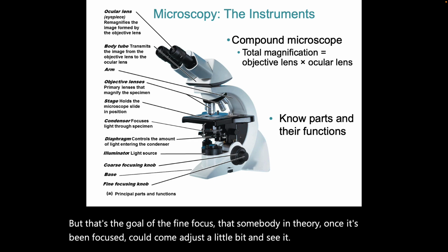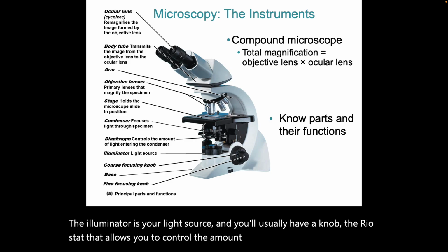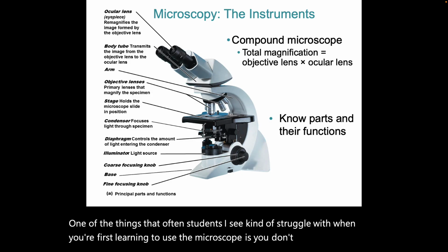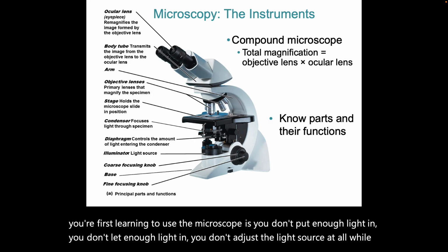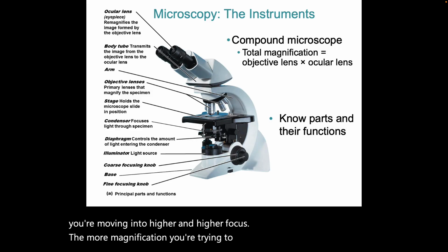The illuminator is your light source, and you'll usually have a knob, the rheostat, that allows you to control the amount of light. One of the things that I often see students struggle with when you're first learning to use the microscope is you don't let enough light in. You don't adjust the light source at all while you're moving into higher and higher focus. The more magnification you're trying to use, the more light you need.